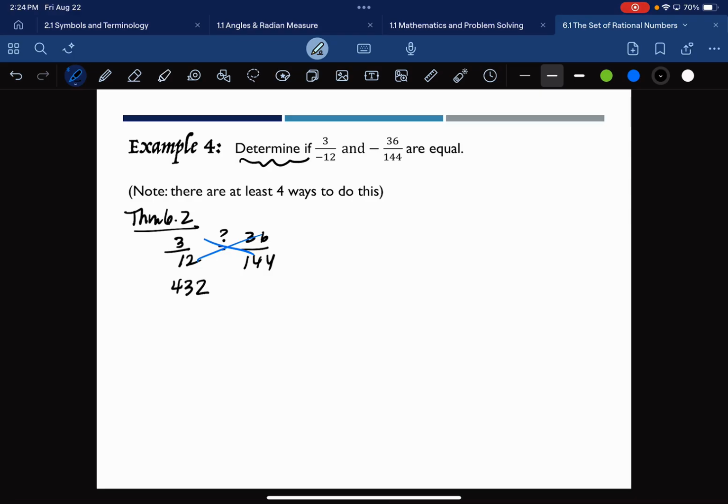432. And then we're going to check the other one. What is 12 times 36? It is 432, and we know that those two are equal to one another. So since they're equal, what does it mean about the fractions? They're also equal. Okay? Now this works lovely.